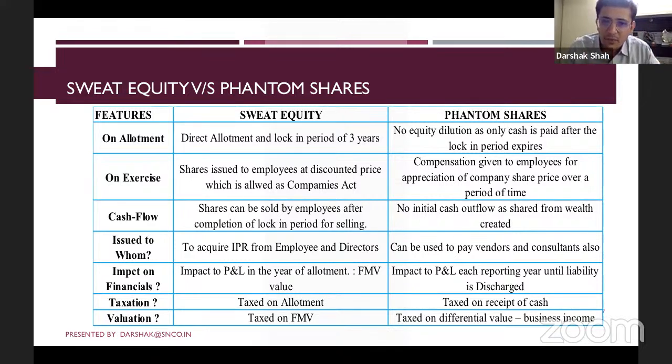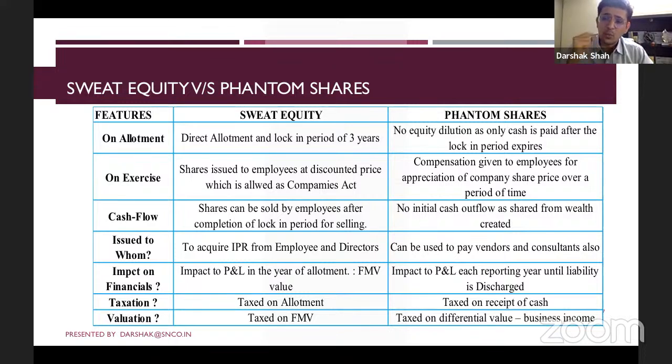As I was saying in the first point itself, there is a direct allotment in sweat equity. Of course, there's a lock-in period of 3 years as per the Companies Act, where you need to lock yourself in so that you don't dilute immediately by getting the shares. Second is phantom shares. Okay, before going on to that, let me give you one case study which I had come across.